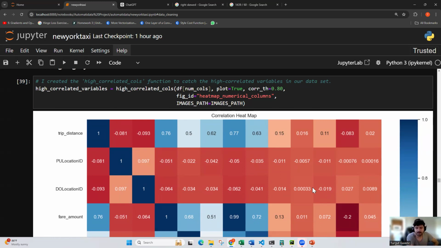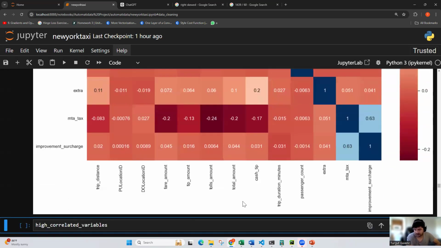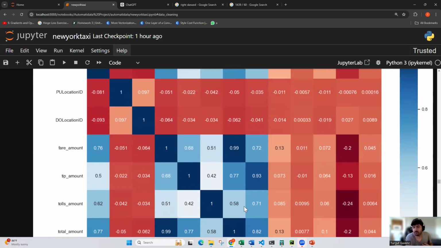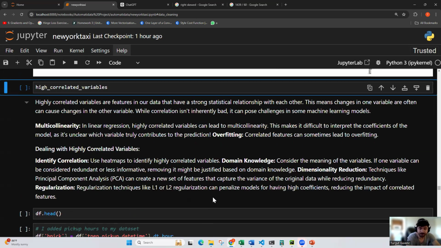For example, let me show you this one. Fare amount has a 0.99 correlation with total amount, right? Yes. So why is this important? Because it is important if you are using the linear regression model. I explained here, there is a problem: highly correlated variables can lead to multicollinearity.